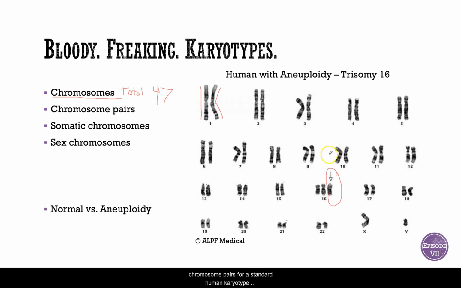If I ask you how many chromosome pairs for a standard human karyotype, which would not have a third copy of chromosome 16, this individual has trisomy 16, which means they have those 3 copies. A normal individual, such as you would see illustrated here, would normally have 46 chromosomes, 23 pairs. That's a difference between total and pair. Okay? So we have 23 pairs, and that would all be paired properly.